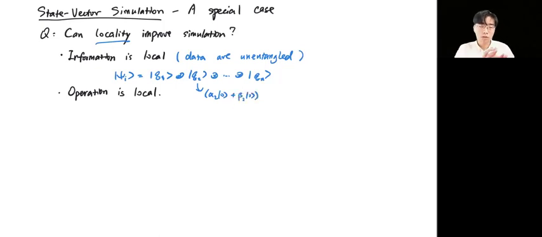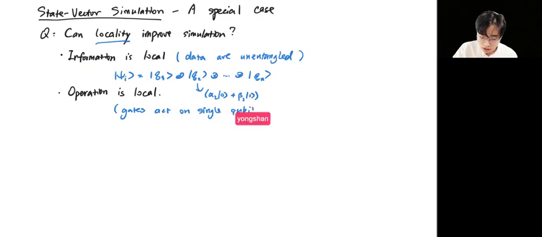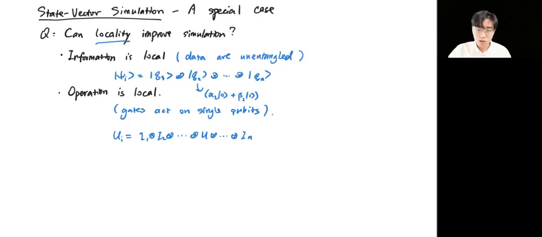In order for this quantum state to stay in product state, the operations in the quantum circuit need to be local as well. So another constraint is that gates act on single qubits. So we can write down the unitary transformation at each stage i as a tensor product, where each unitary transformation U acts only on a single qubit.